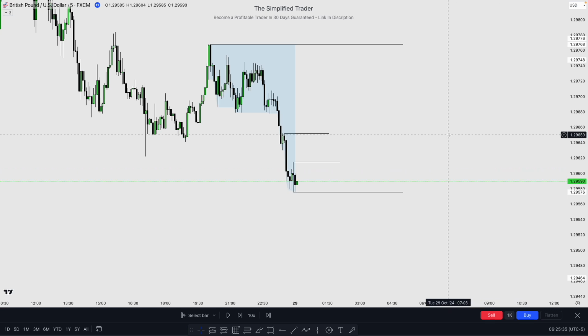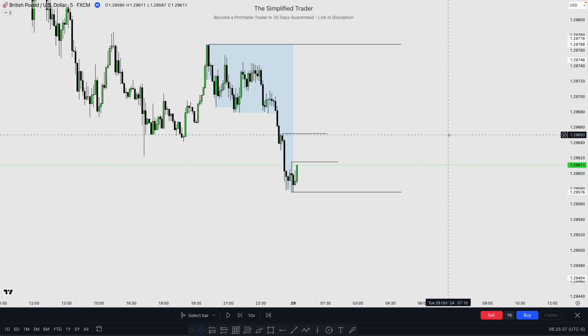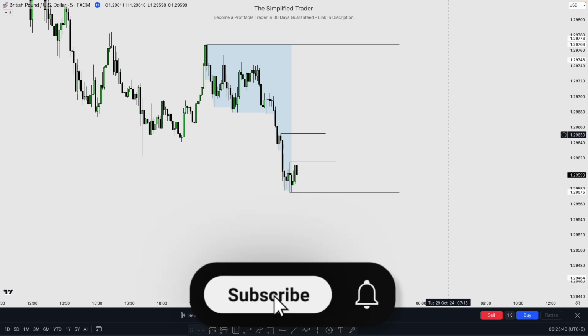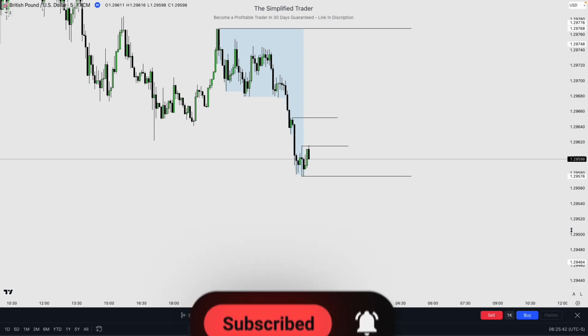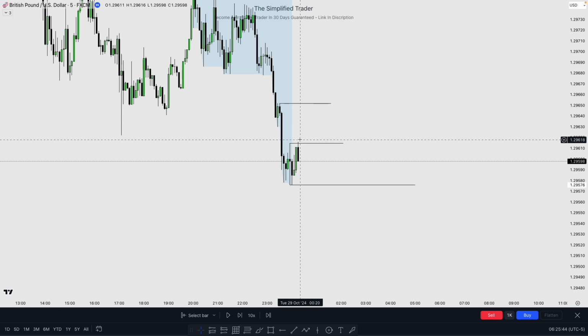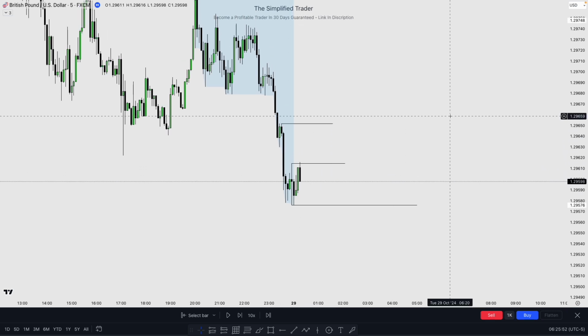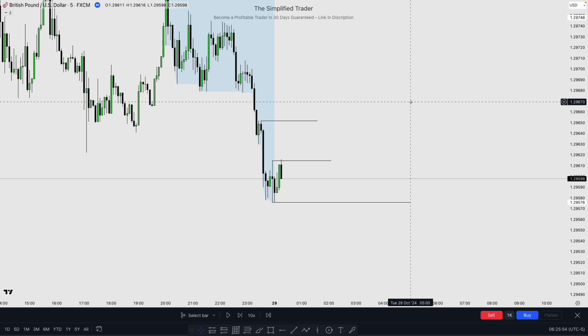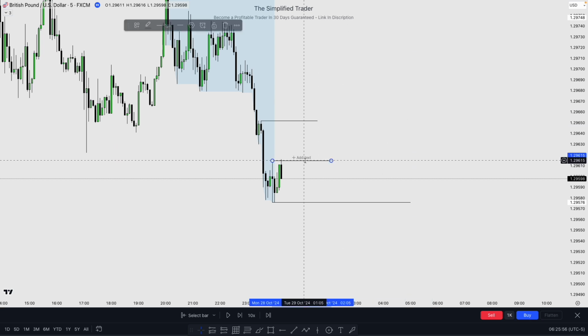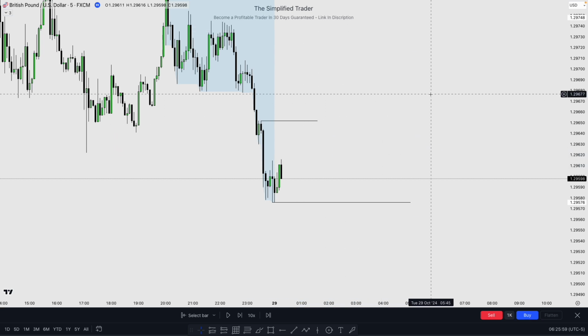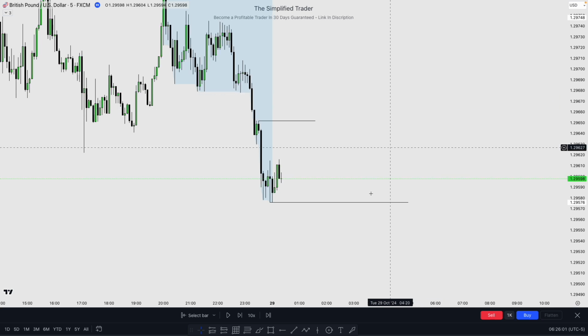So we are waiting for a body closure above one of these highs. We can see, not yet, not yet. Do we get a body close? And we do not get a body close. You see, we go back through the range and close back into the range. So the wick did the damage, but this body is telling me that we do not want to go higher. So then that means we are waiting for a new high to form, because this high has been invalidated.